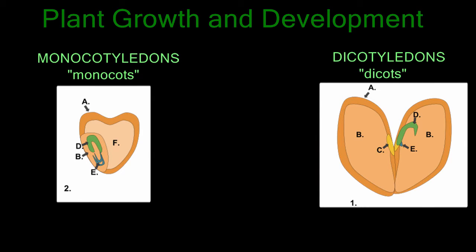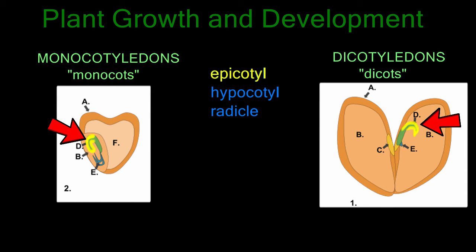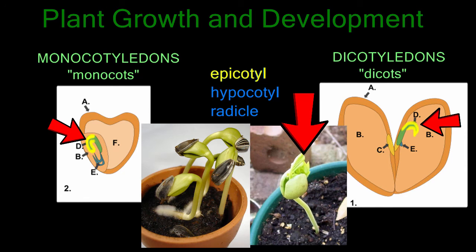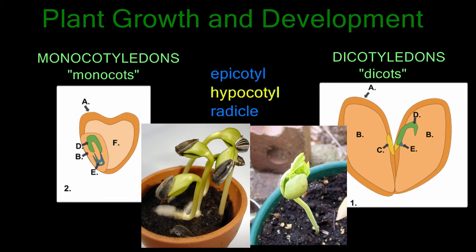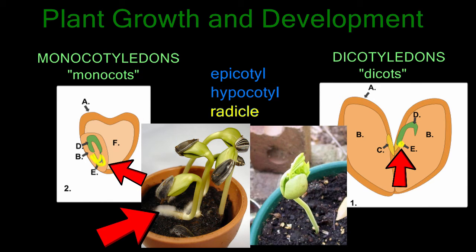A plant embryo is made up of three parts: the epicotyl, hypocotyl, and radicle. The epicotyl is the upper part of the embryo that will give rise to the leaves and the upper part of the stem. This image shows the first leaves emerging from the pair of cotyledons. These leaves developed from the epicotyl portion of the embryo. The hypocotyl is found just below the epicotyl and gives rise to the lower part of the stem. The radicle is the lowermost part of the embryo that develops into the roots.